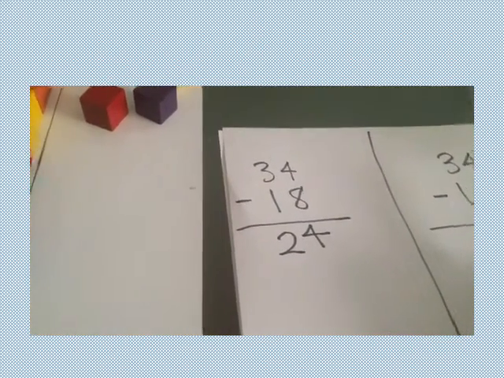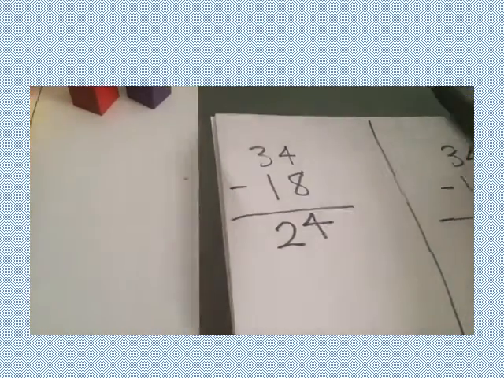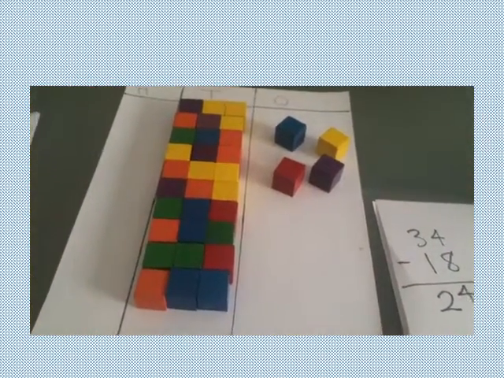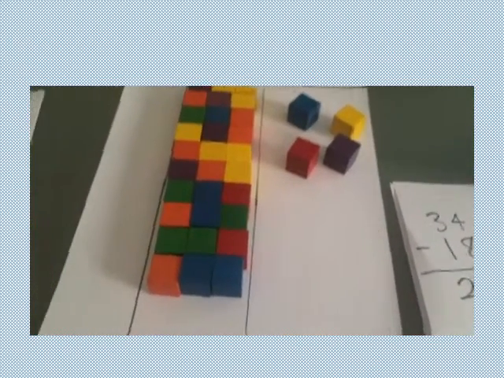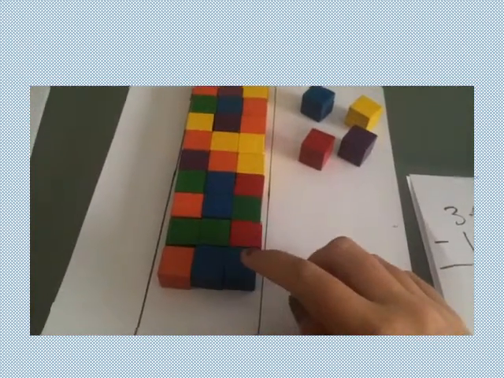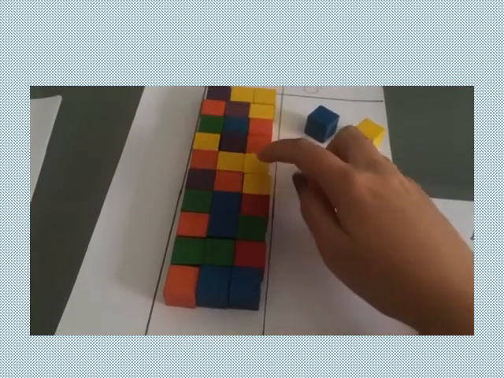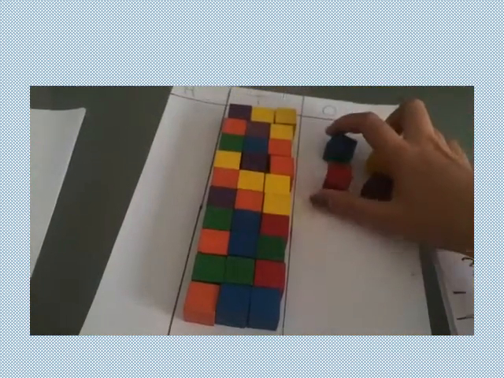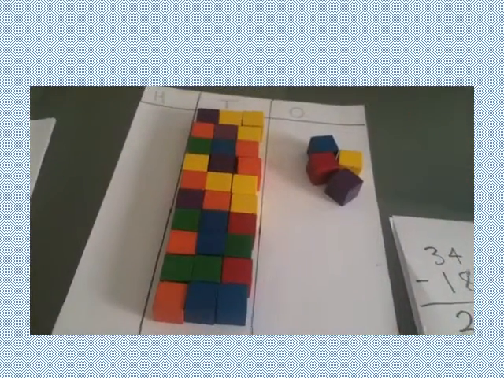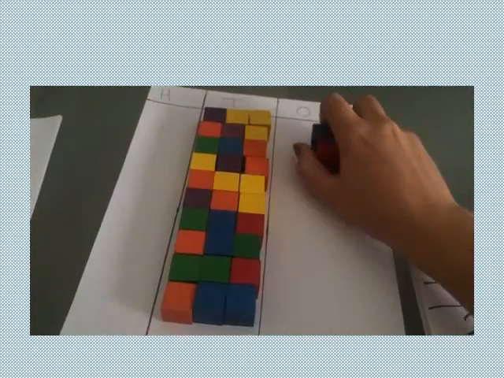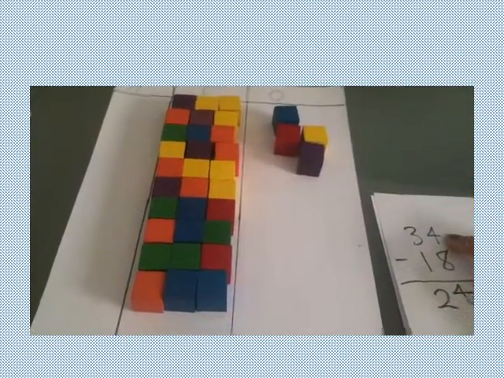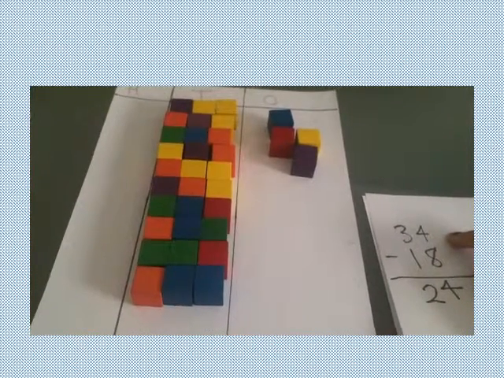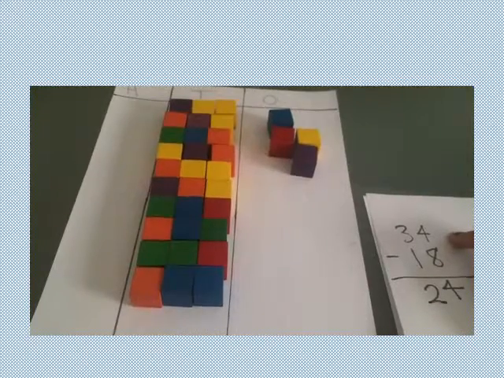So you could show students this through the use of a place value chart. This has been preset already. So as you can see, there's 1, 2, 3, 4, 5, 6, 7, 8, 9, 10, and 3 rows of it. So 10 times 3, that's 30, and then you have your 4 ones to represent the total, which is 34. And you'd want to minus 18.